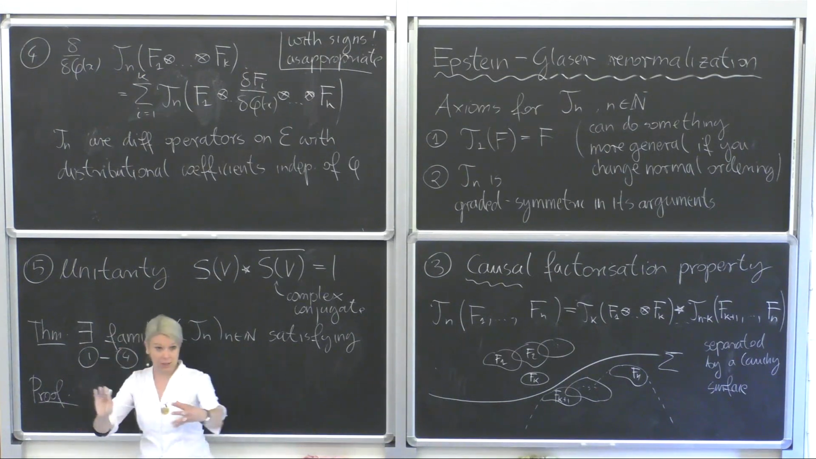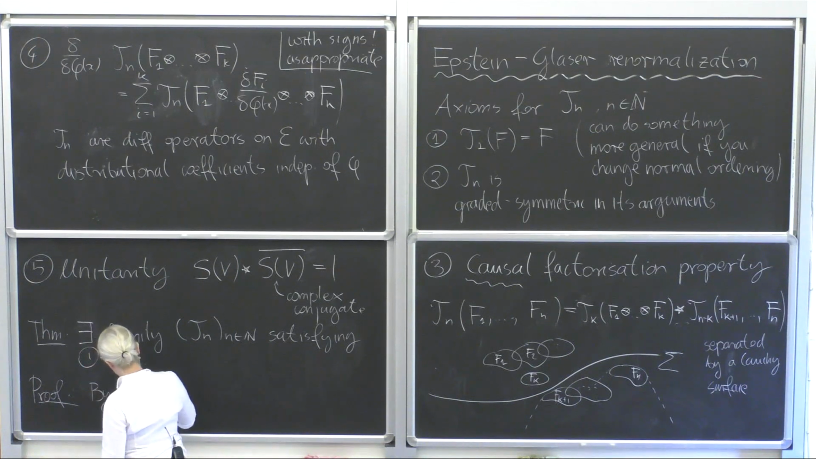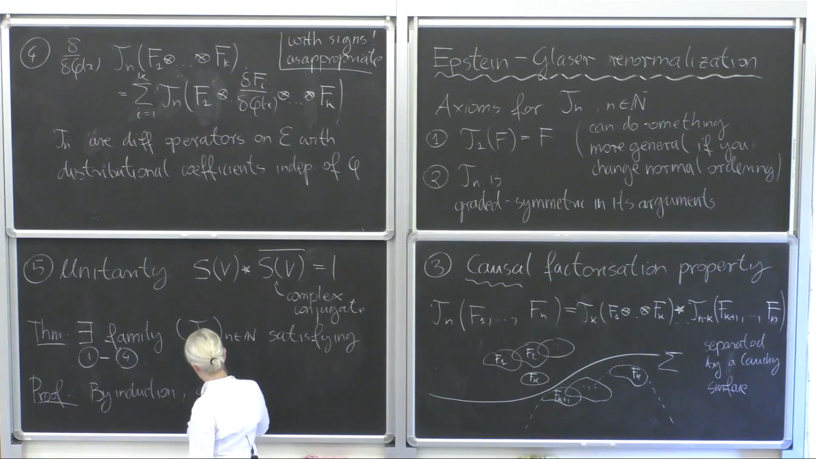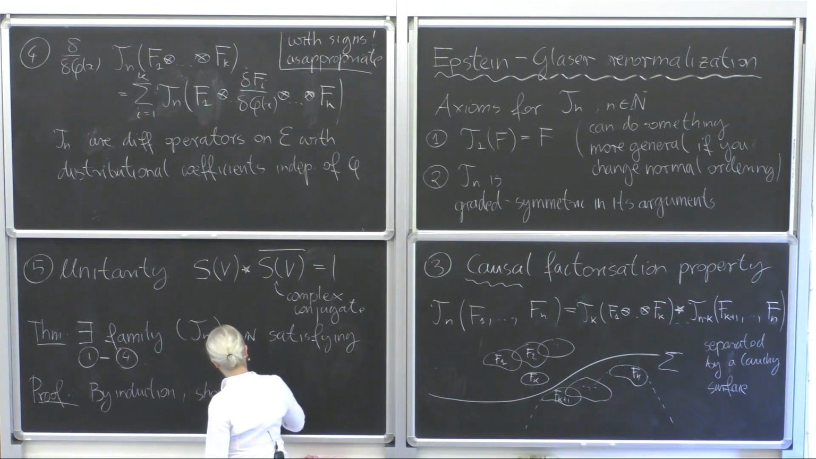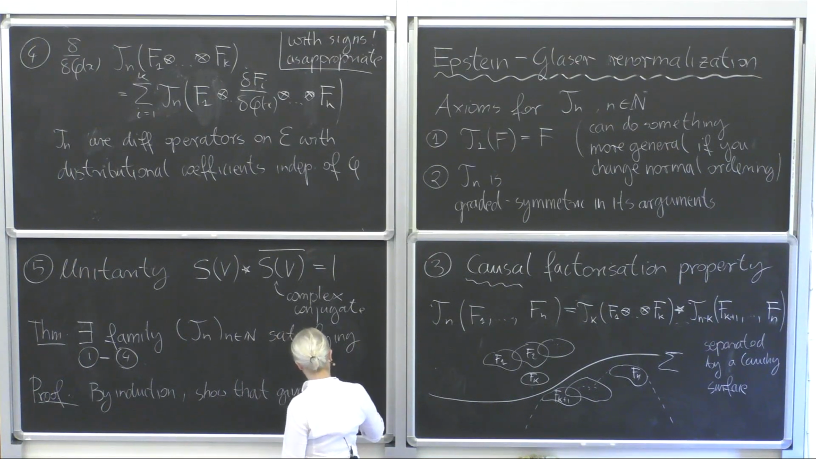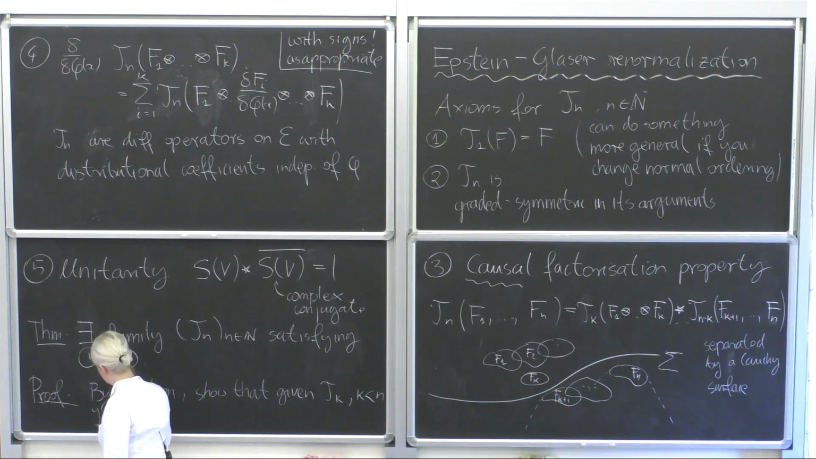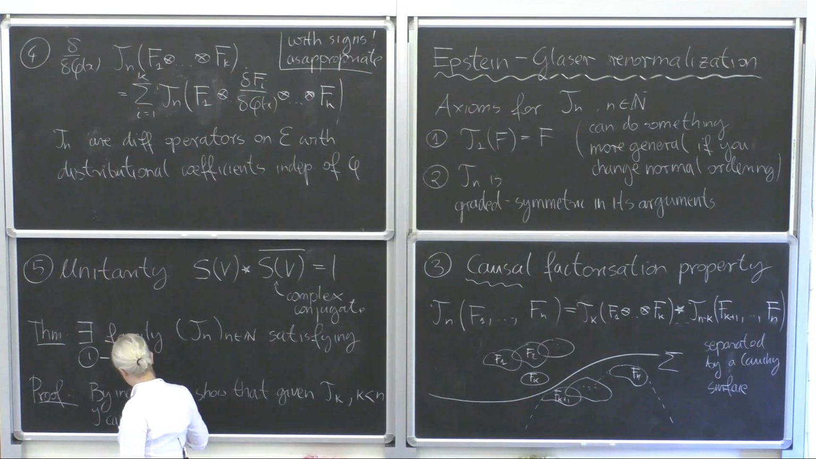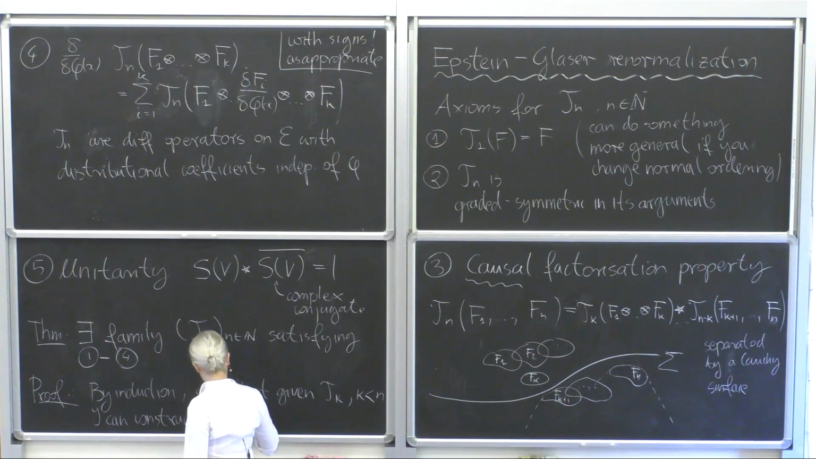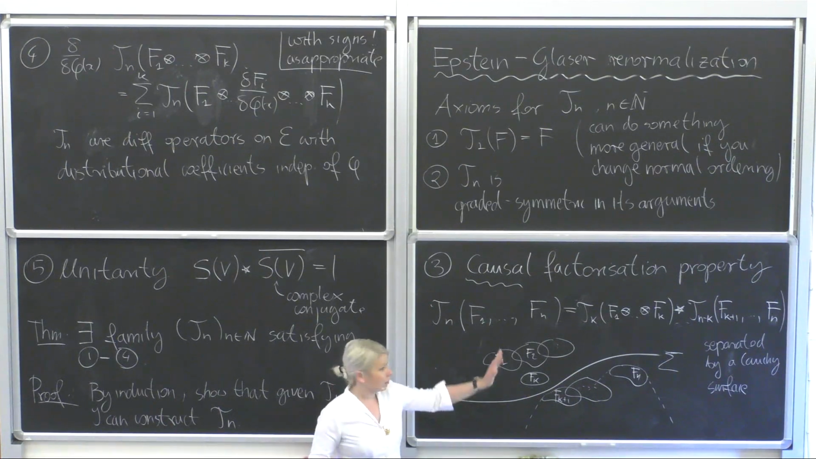This is by induction, okay? So by induction, show that given T_k, k less than n, I can construct T_n. Okay, and how do I do that?